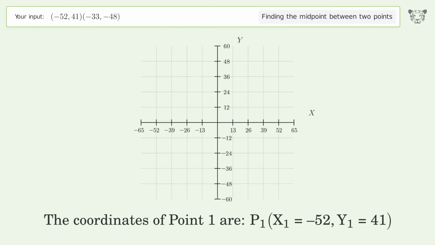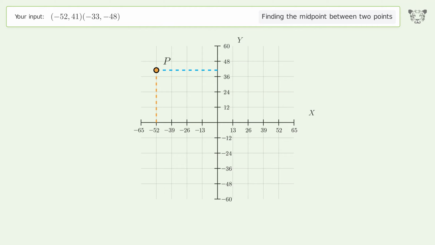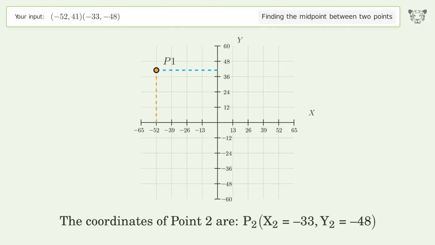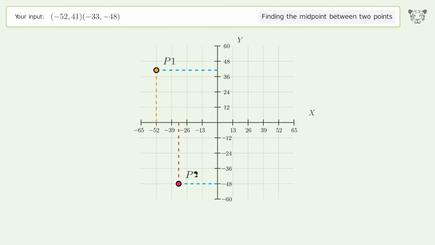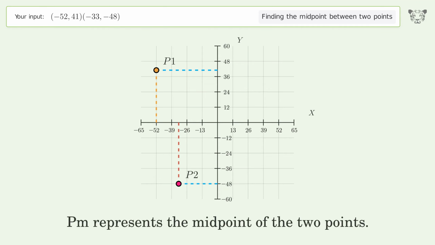The coordinates of point 1 are, x1 equals -52, y1 equals 41. The coordinates of point 2 are, x2 equals -33, y2 equals -48. PM represents the midpoint of the 2 points.